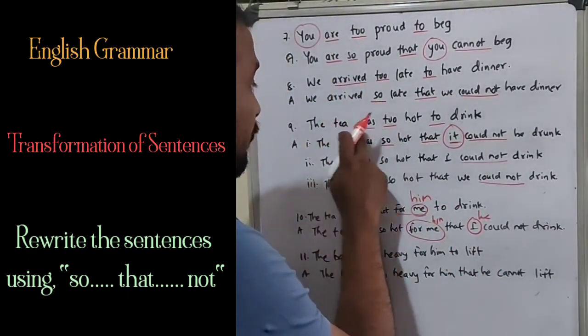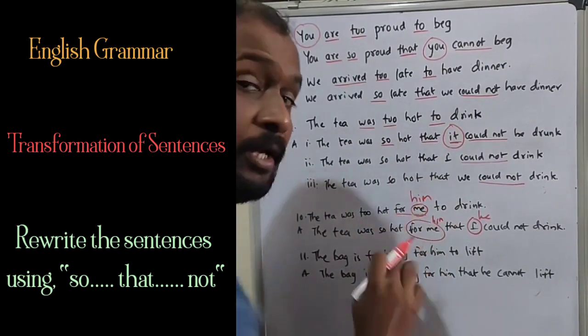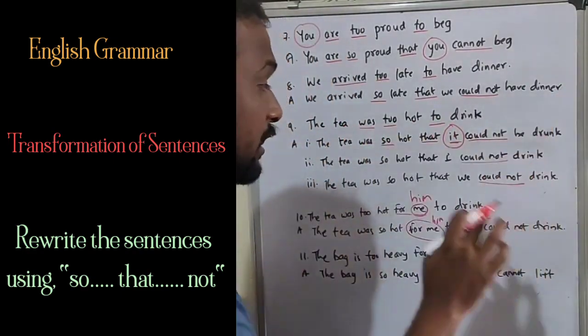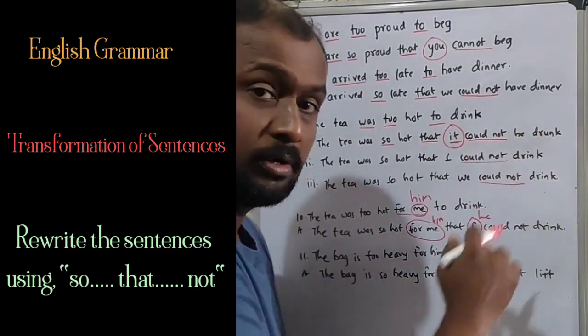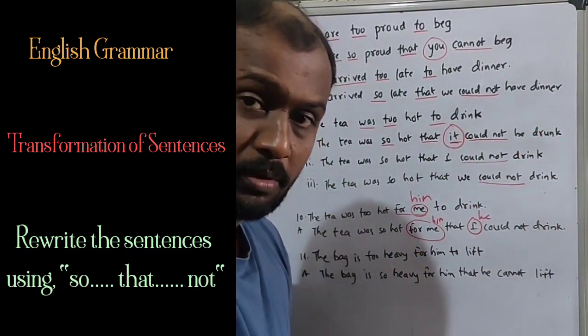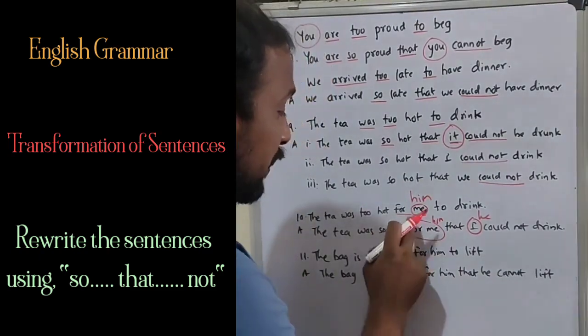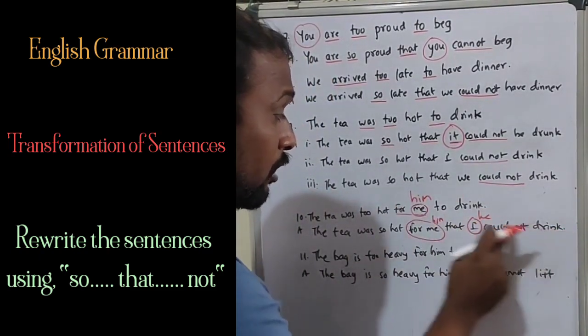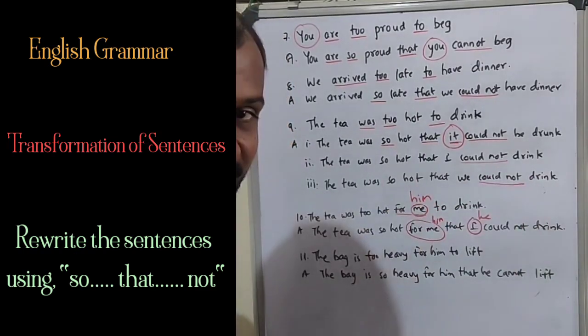See, when it is "the tea was too hot" and there is no "for me," "for him," "for you," then you can write in any way you like: it could not be drunk, I could not drink, we could not drink, they could not drink, she could not drink, whatever you want. Whereas when it is for me, you have to write "I could not." When it is for him, you write "he could not." When it is for her, you write "she could not."